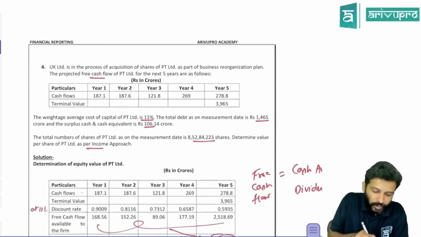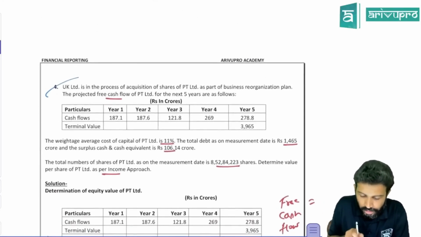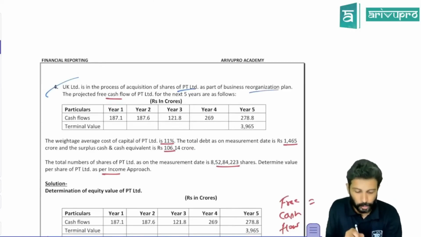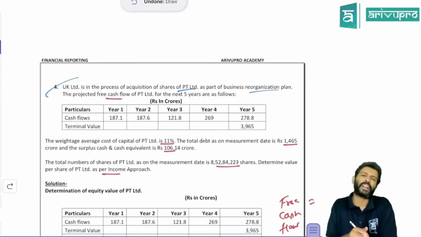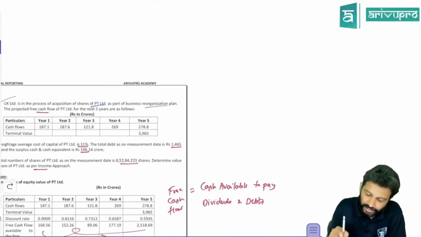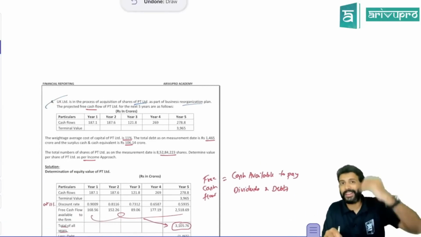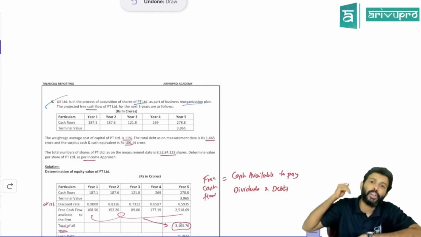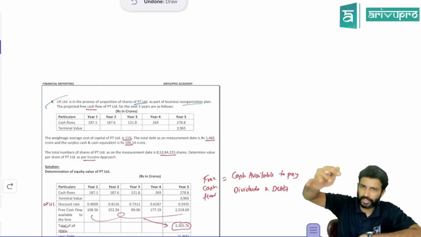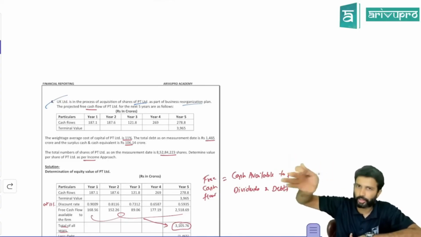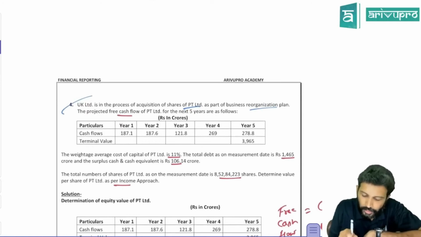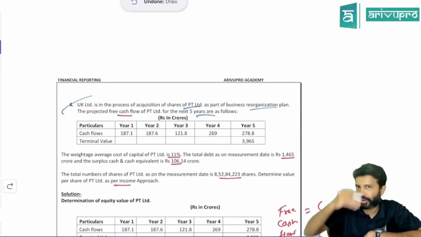Okay. Next one: UK Limited is in the process of acquiring shares of PT Limited as part of a business reorganization plan. The projected free cash flow. Free cash flow means the cash flow which is available to pay dividend and debts. Basically, debt is your debenture holders. So the money available to pay the debenture holders interest, maybe some principal also, and some dividend to the shareholders is what we call free cash flow. For the next 5 years they have given the free cash flow. These are your future cash flows.